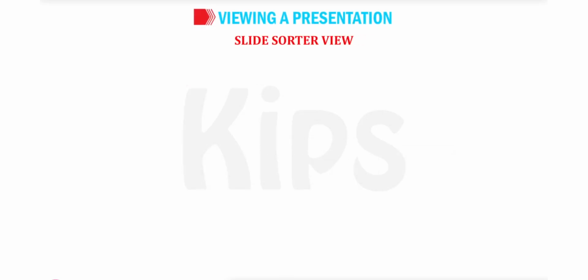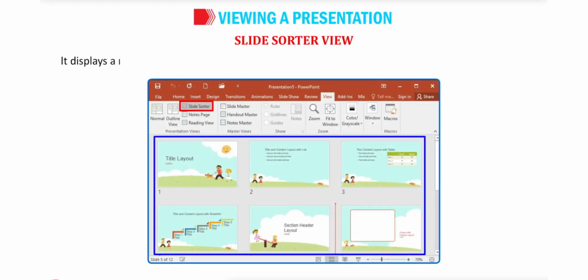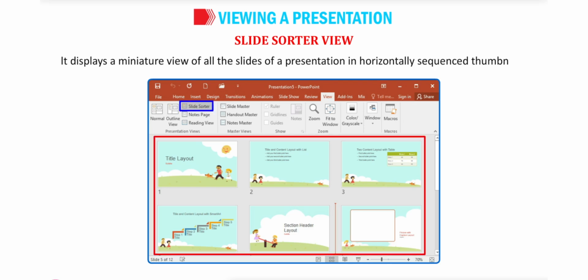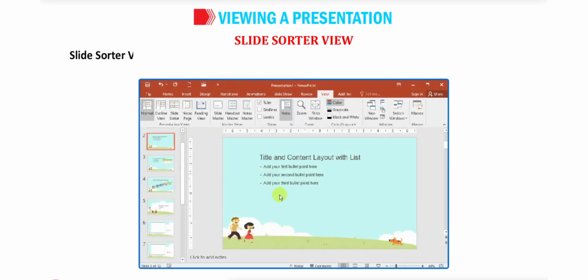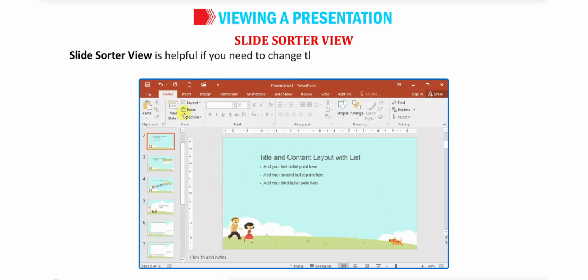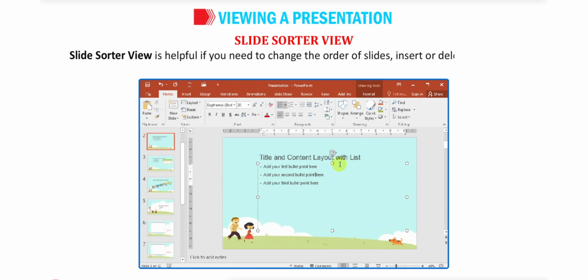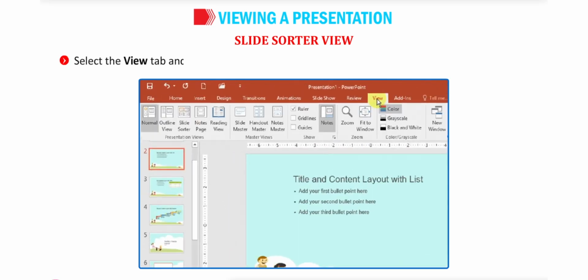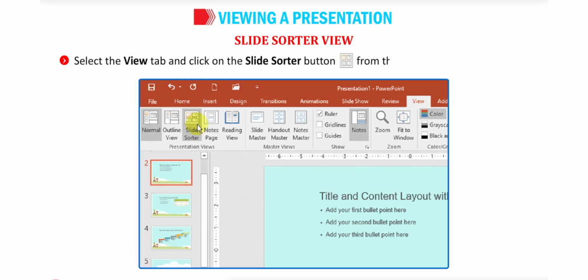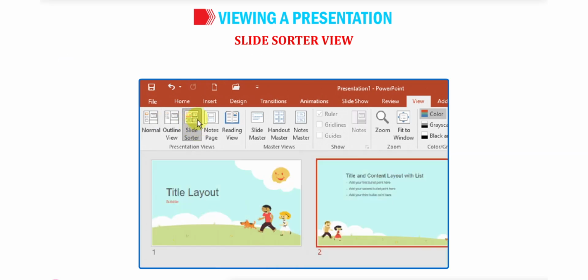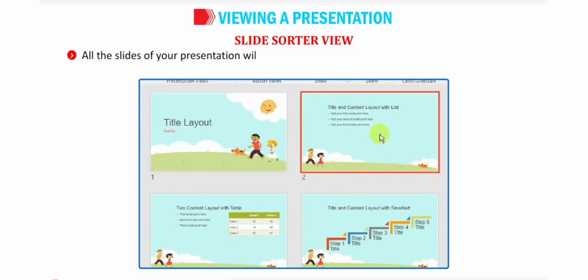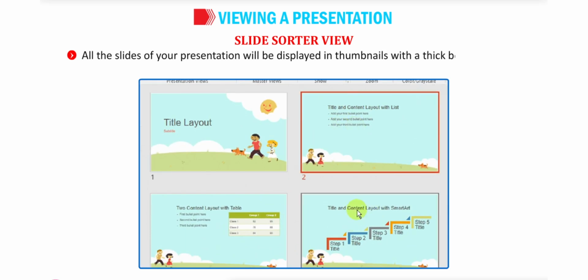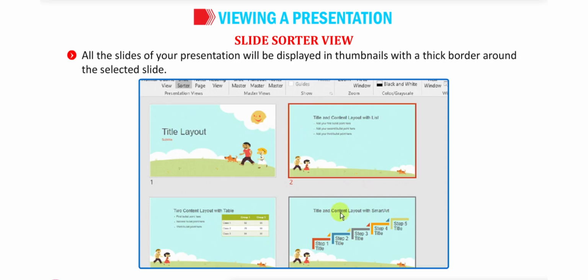Let me talk about Slide Sorter View now. It displays a miniature view of all the slides of a presentation in horizontally sequenced thumbnails. Slide Sorter View is helpful if you need to change the order of slides, insert or delete the slides, add transitions and set the timings for the slideshow. Select the View tab and click on the Slide Sorter button from the Presentation Views group. All the slides of your presentation will be displayed in thumbnails with a thick border around the selected slide.